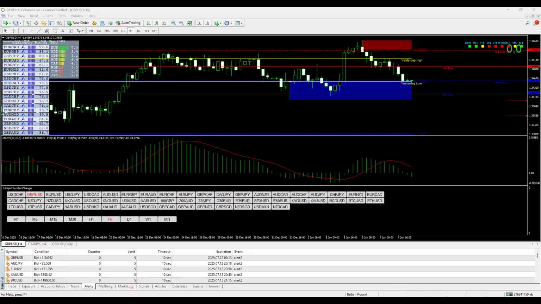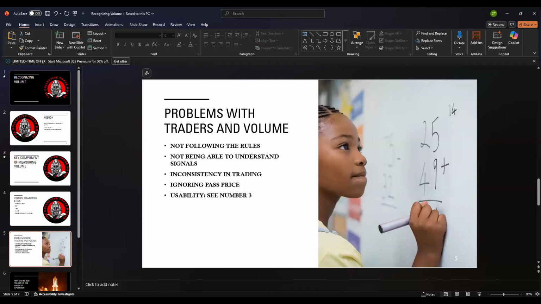So, problems with traders and volume. Number one, not following the rules. Boy, y'all tickle me when I hear the stories about how y'all want to circumvent stuff and talk about stuff, get all out of the order of operation. Number two, not being able to understand signals.